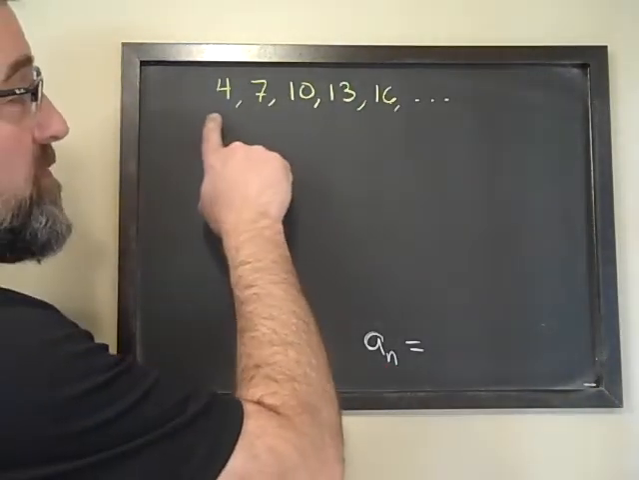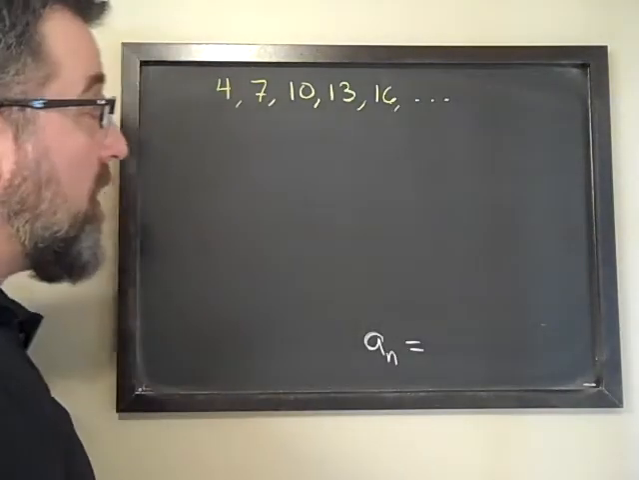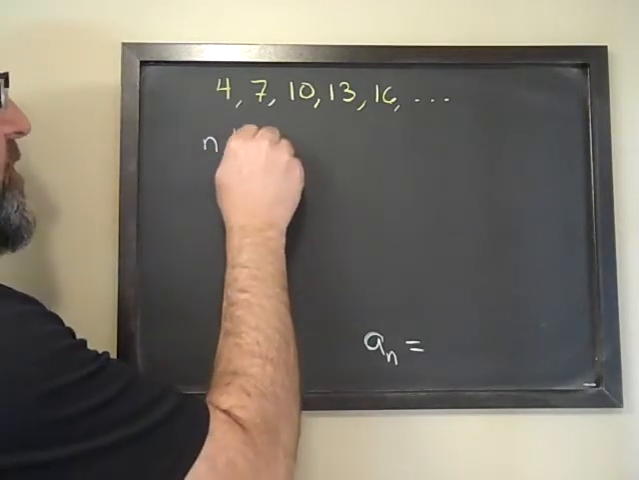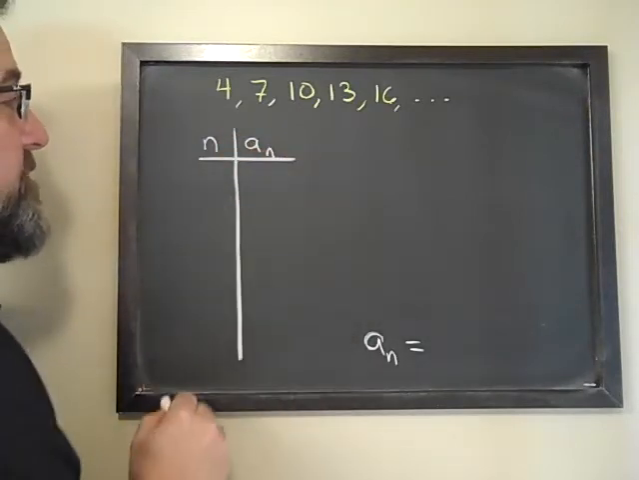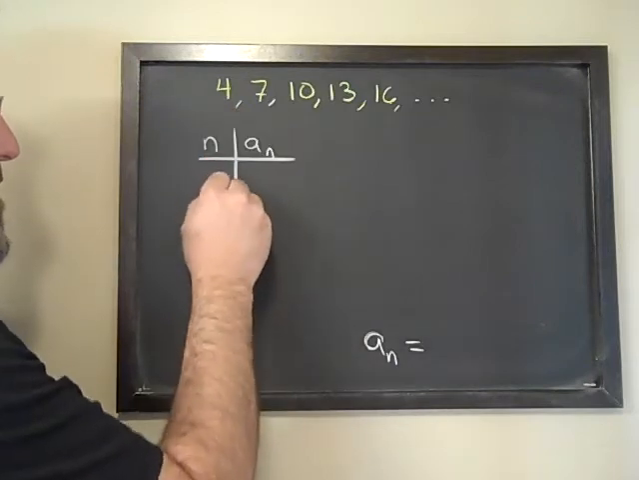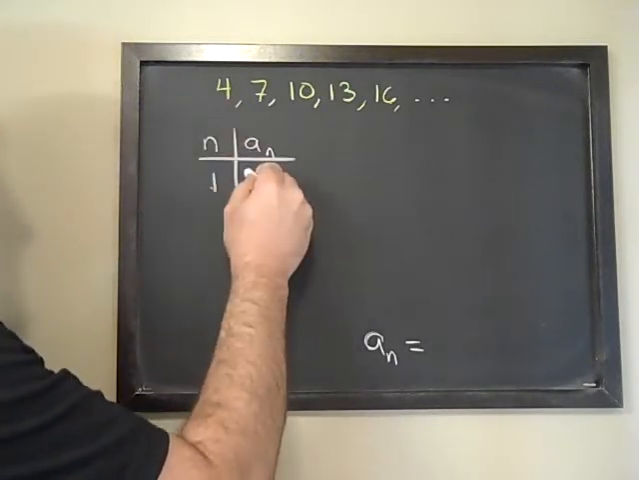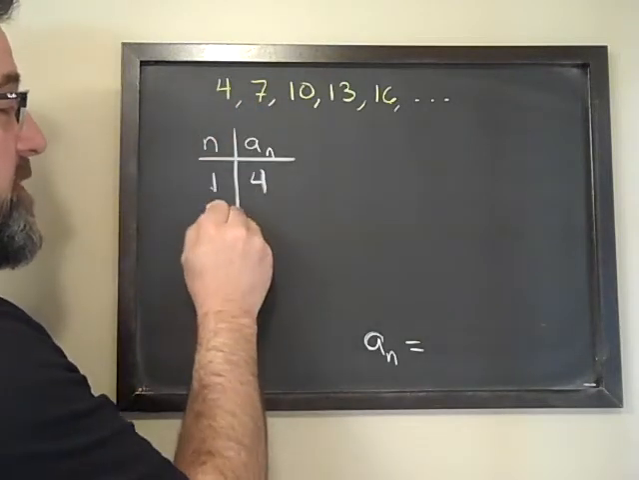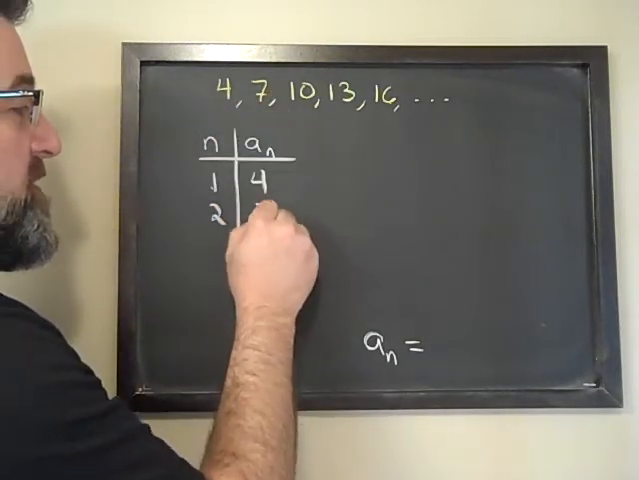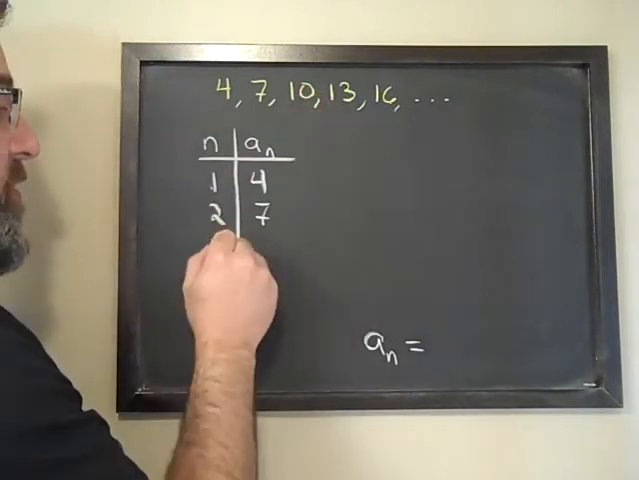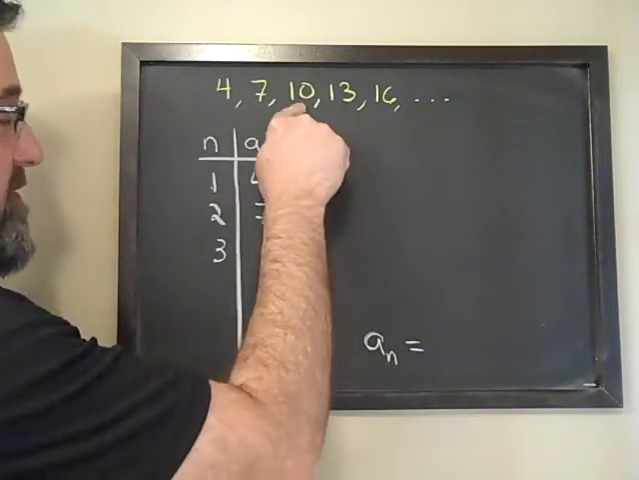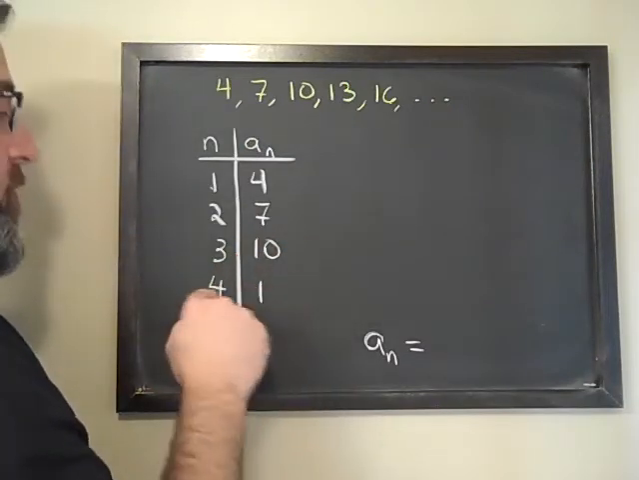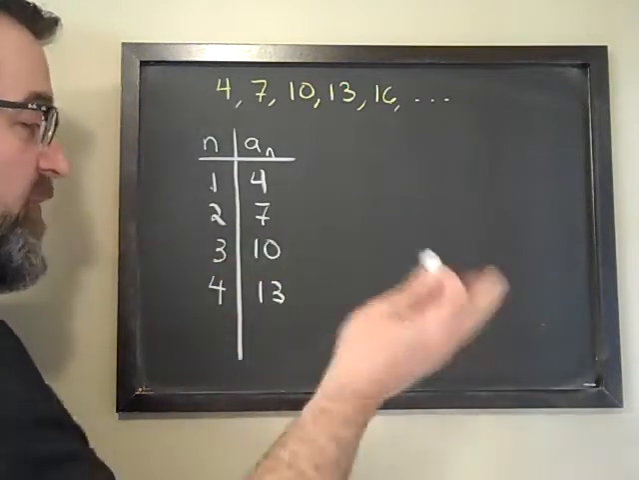I think it's best to investigate the sequence on a table. So I'm going to have a table n and a sub n. So my first term, my position is 1. My first term of the sequence is 4. For my second term, the position is 2, and the value of the sequence is 7. For the third position, where n is 3, that's your third term, the sequence is 10. For fourth position, it's 13, and 5 would be 16.